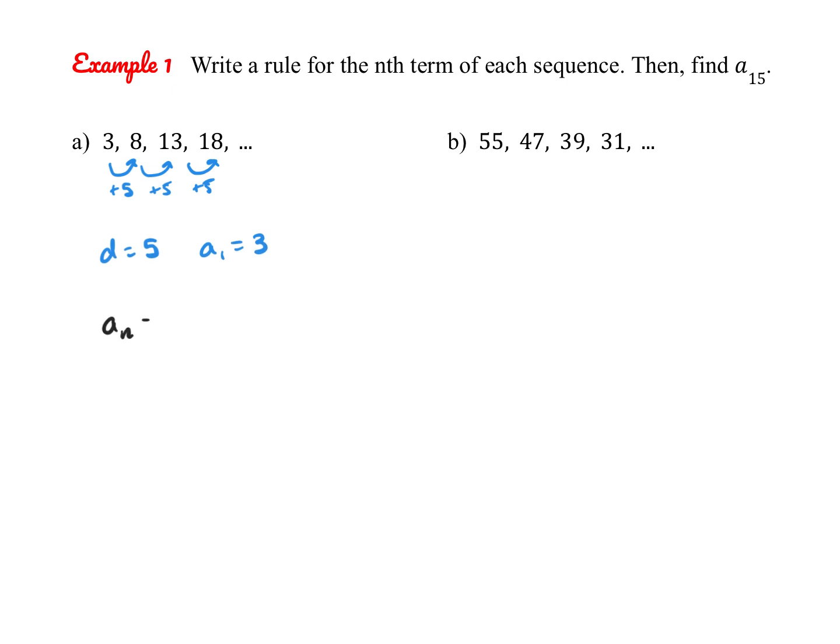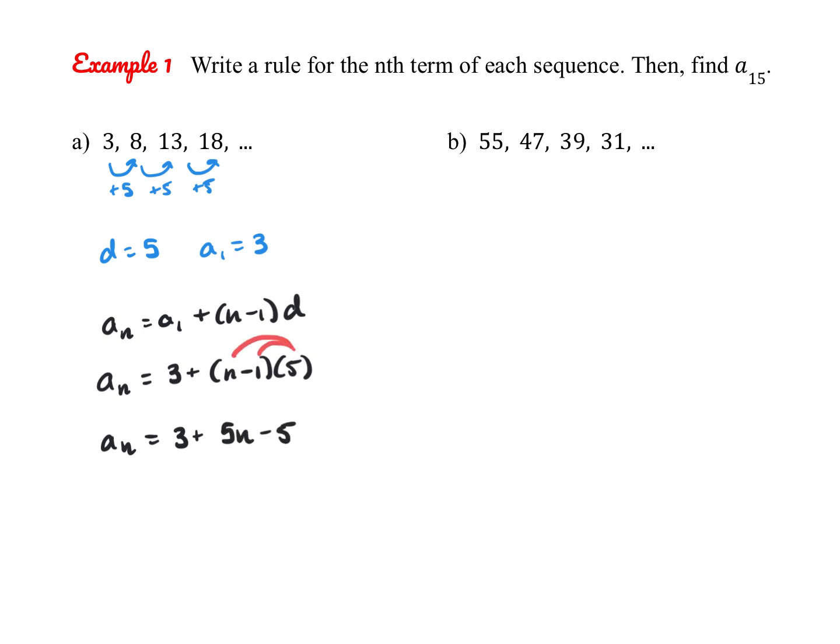So I'm simply going to substitute those things into this formula. I'd recommend writing the formula as many times as you possibly can. 3 plus n minus 1 times 5. And now all I need to do is distribute. So I have 5n minus 5, and then I'm just going to combine like terms. So 5n minus 2.